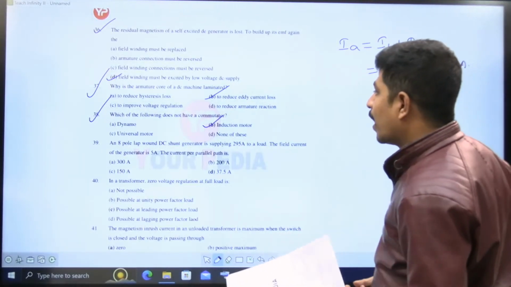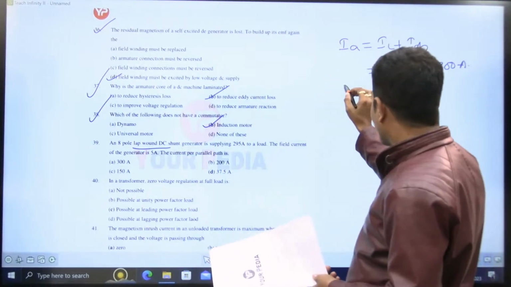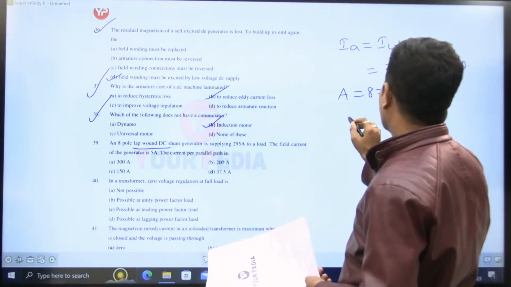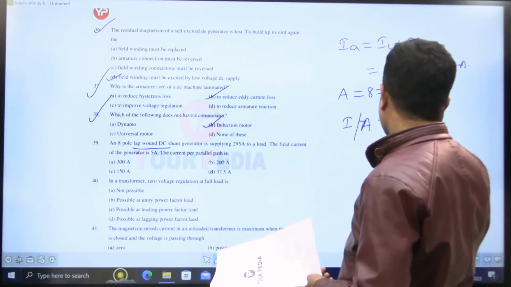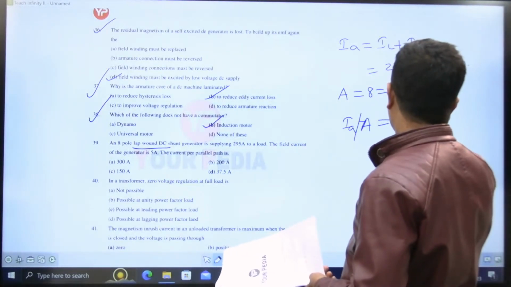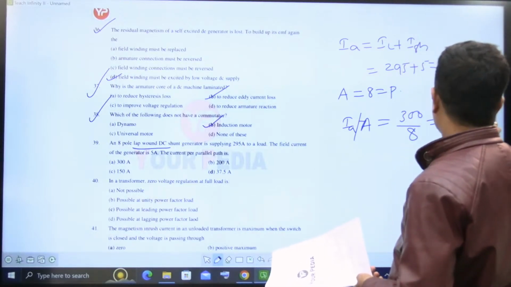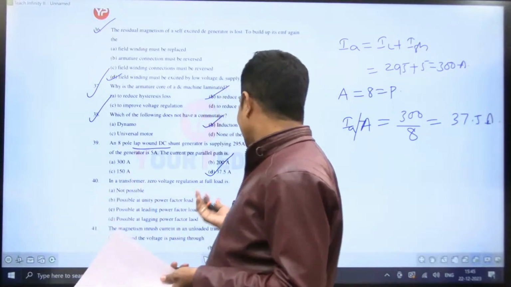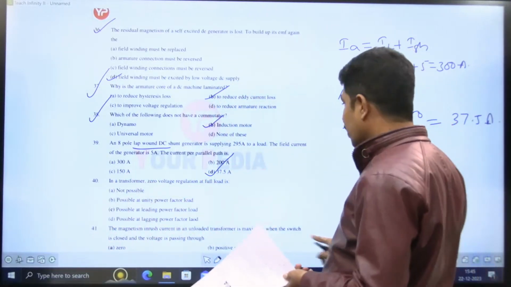It is lap wound, so the number of parallel paths A is equal to the number of poles. Number of poles are 8. Now the current per parallel path is IA by A, which is 300 divided by 8. It is simply 37.5 amperes. The option is D. Never A, B, C. It is D only.